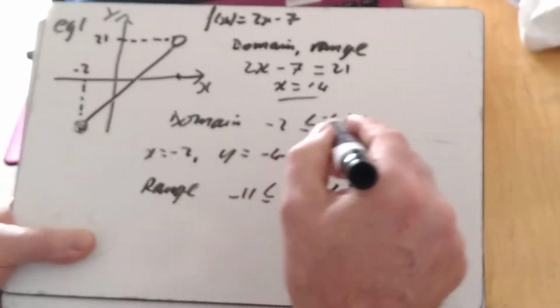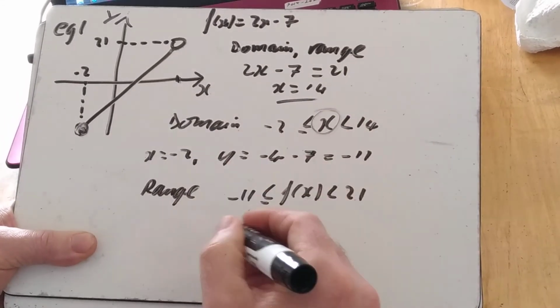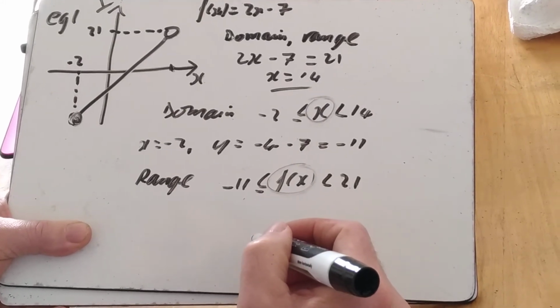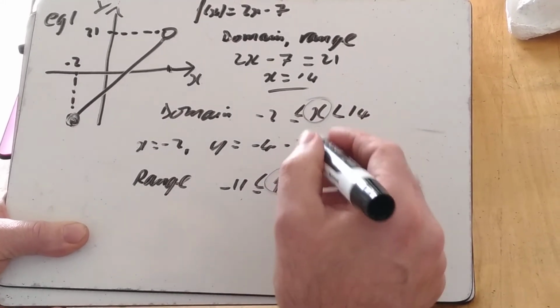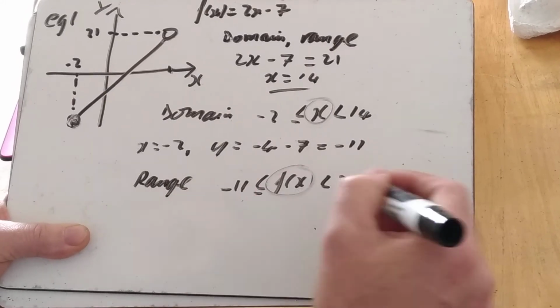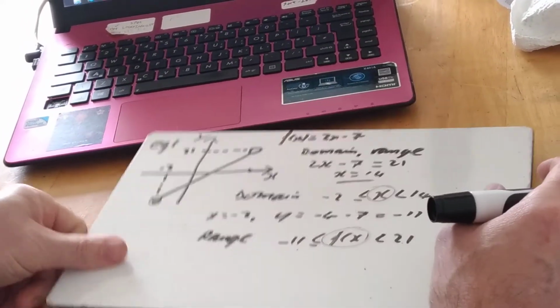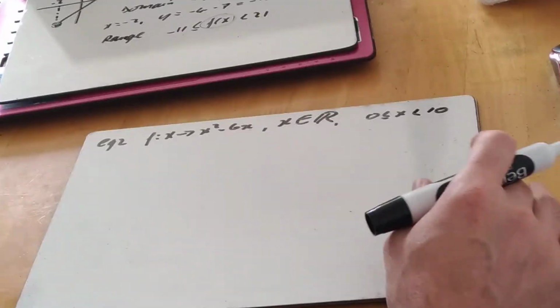So domain has to be set of x values. The range is either the y or f of x values in the middle there. So be aware of the notation there. If you put x in the middle, even if your values are right, you wouldn't get the mark for it. So let's have a look at the second example then.